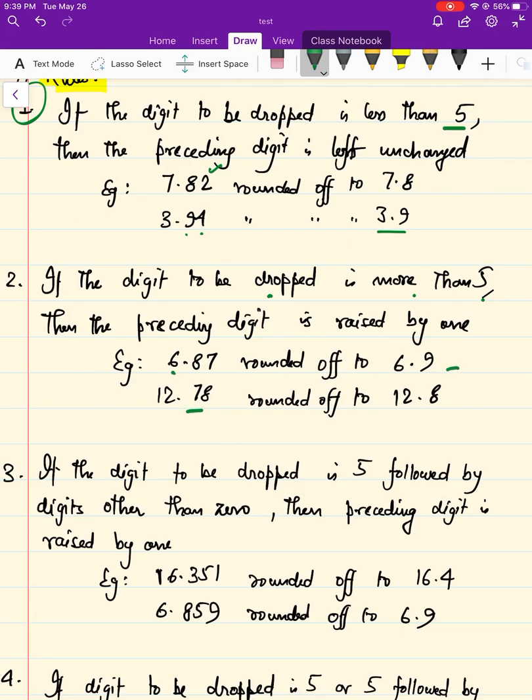If it's 12.7, it is raised to 12.8, and so on. It's pretty trivial and very self-explanatory. And these rules are something which is mostly used in practice, and that is point number 2 for our case.